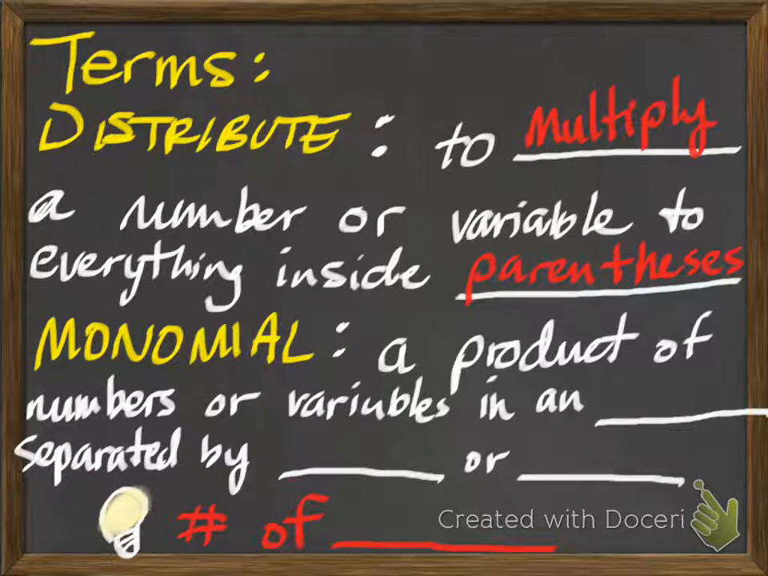And we've got to look at what a monomial means. Nom means name, that little part of that word. So it's just pieces that we're naming or looking at. A monomial is a product, which just means multiplied stuff, a product of numbers or variables in an expression. We looked at that last week. Separated by plus or minus. And you may have heard this word too. When we're looking at monomials, we're just looking at the number of what's called terms.